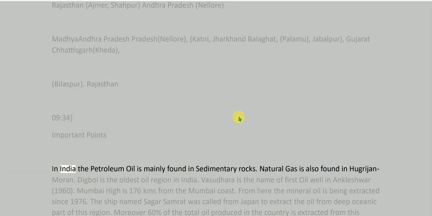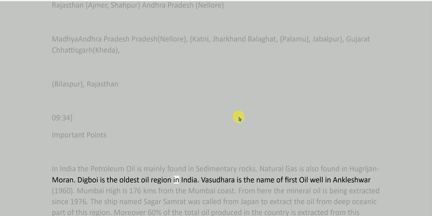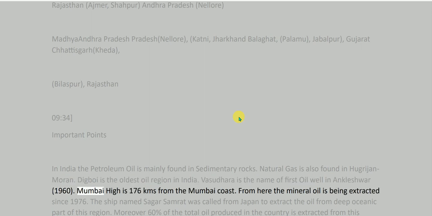Important points in India. Petroleum oil is mainly found in sedimentary rocks. Natural gas is also found in Hugrijan Moran. Digboi is the oldest oil region in India. Vasudhara is the name of the first oil well in Ankleshwar, 1960. Mumbai High is 176 km from the Mumbai coast. From here the mineral oil is being extracted.